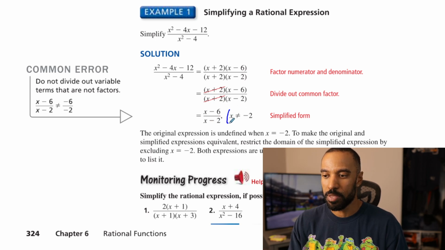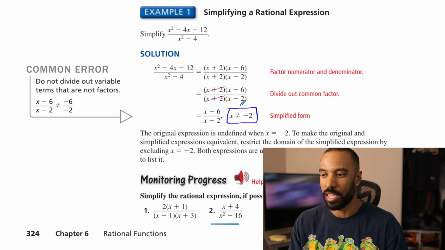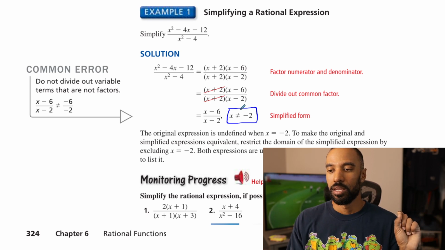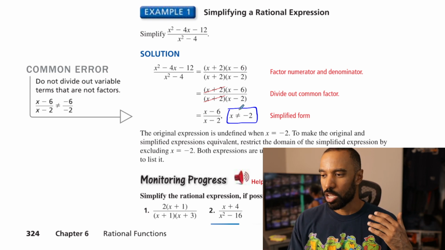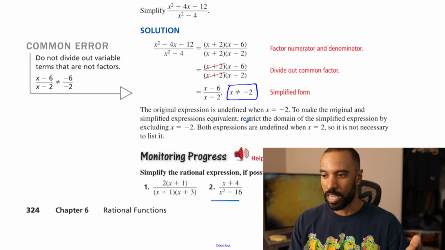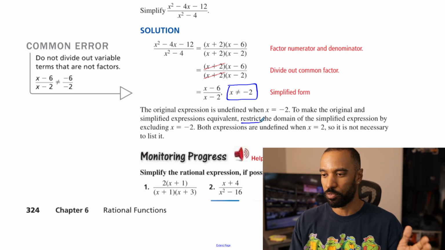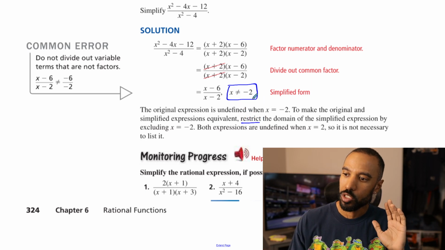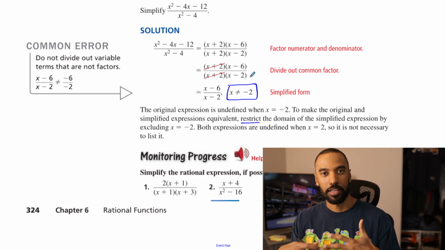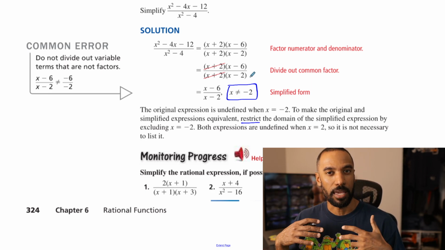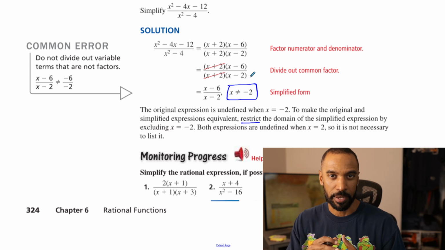Now, they're mentioning something here. It says x can't equal negative 2. That's a very important thing to make mention of. This is where we start talking about restrictions. They do say the word restrict here, so hopefully that's the phrase they use. Restrictions are values of x that you cannot use because you would be dividing by 0.